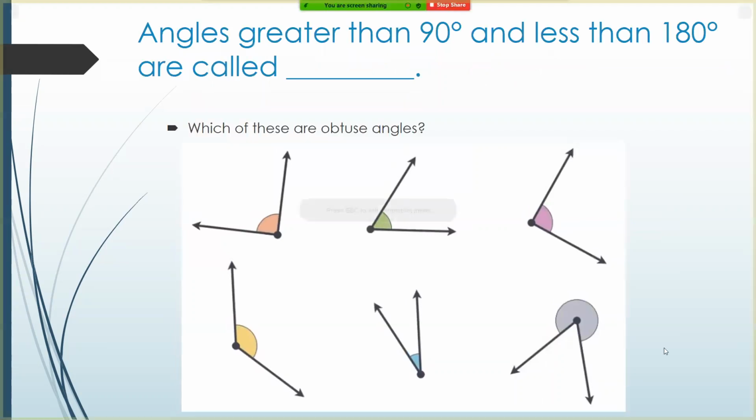Angles that are greater than 90 degrees but less than 180 degrees are called obtuse. So go through these angles and tell me which you think are obtuse.